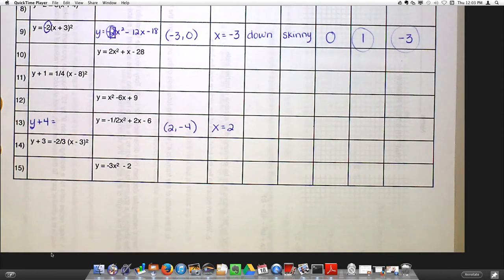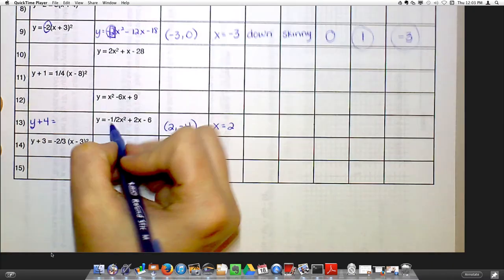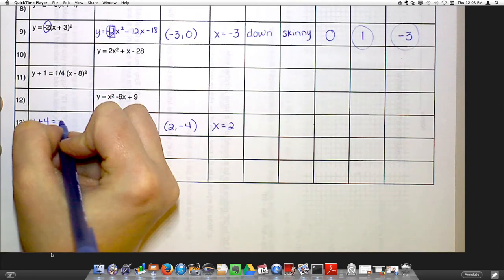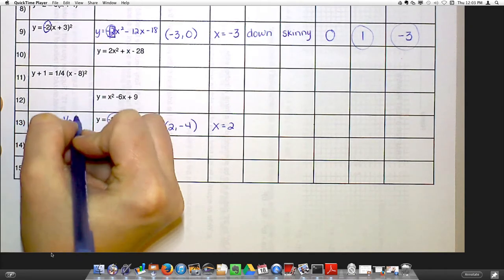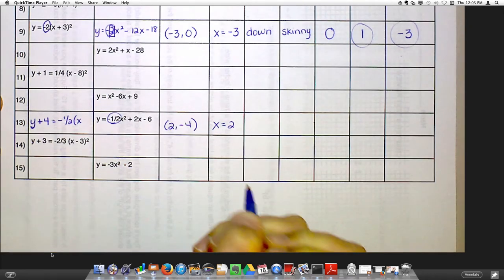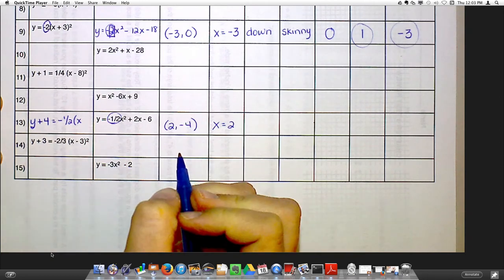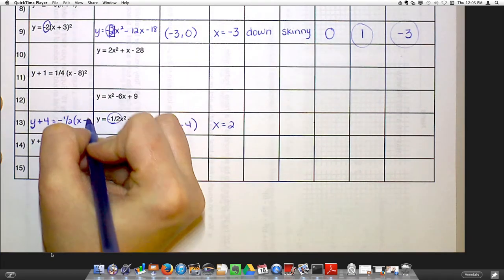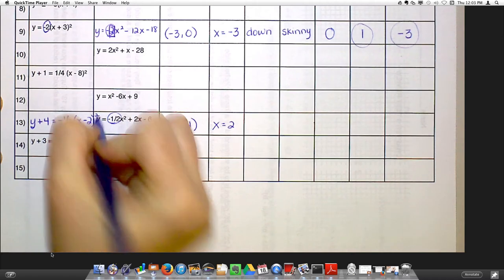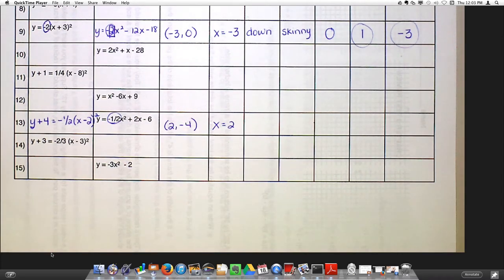What's my a value going to be? It's the negative 1/2. And then it's x. Plus 2 or minus 2? Minus. Good. And don't forget that needs a square up there. So y plus 4 equals negative 1/2 times x minus 2 squared.